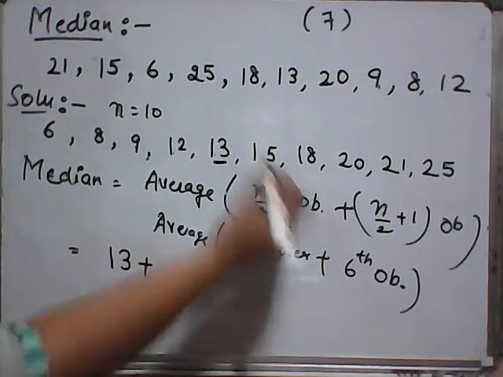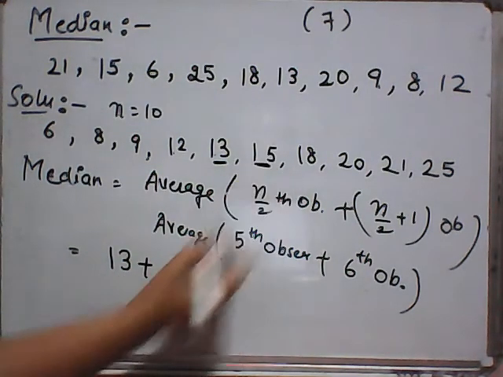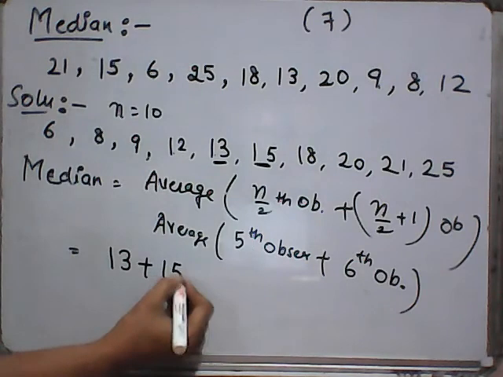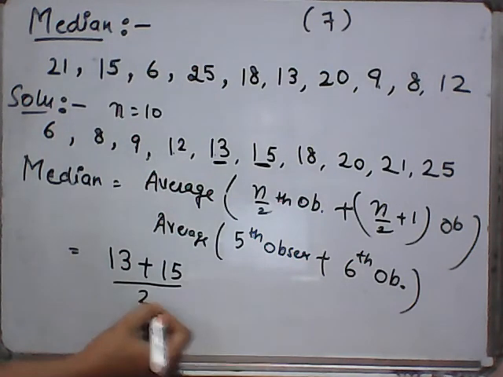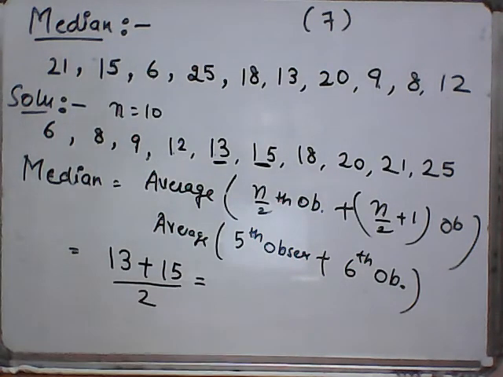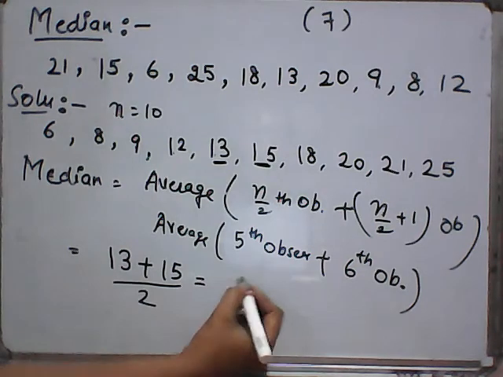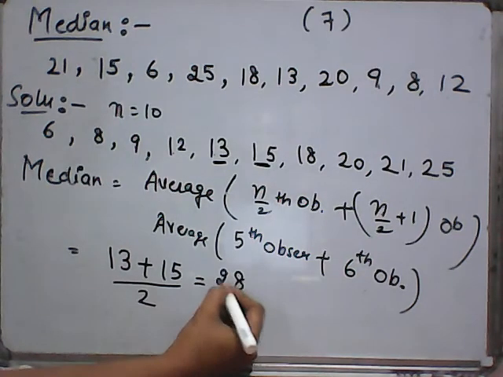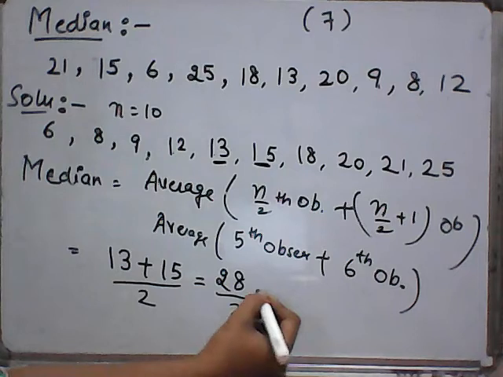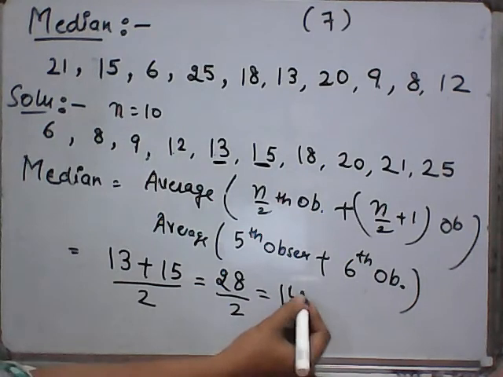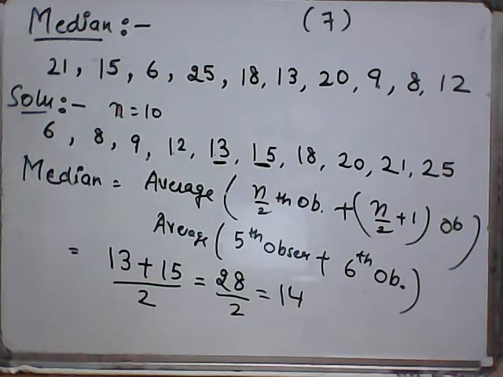Sixth observation. What is the value of sixth observation? 15 divided by 2. It is 5 plus 3, 8, 1 plus 1, 2, all divided by 2. 28 by 2 is 14. So the median of this data is 14. In this way you can find out the median of the data when the number of observations is even.